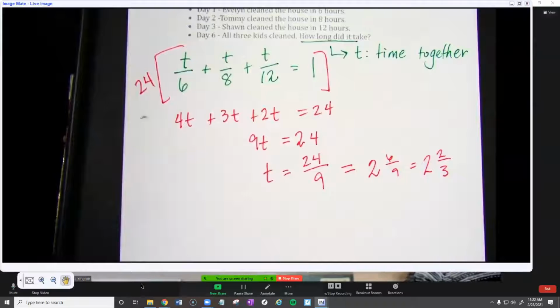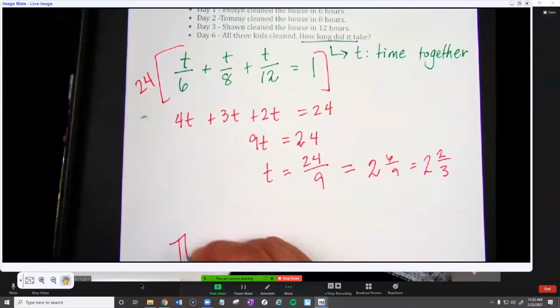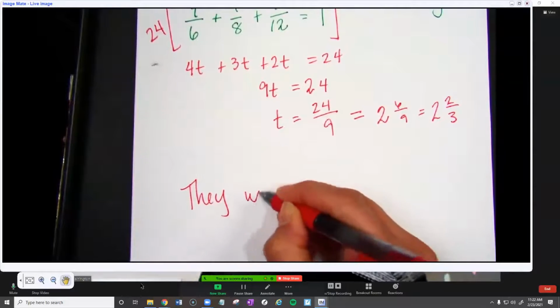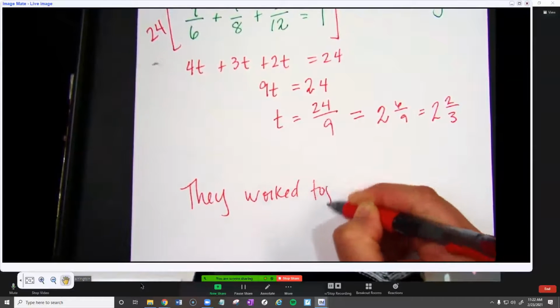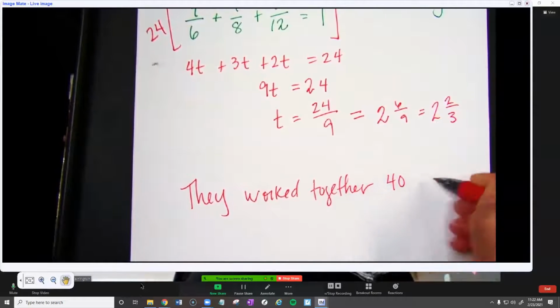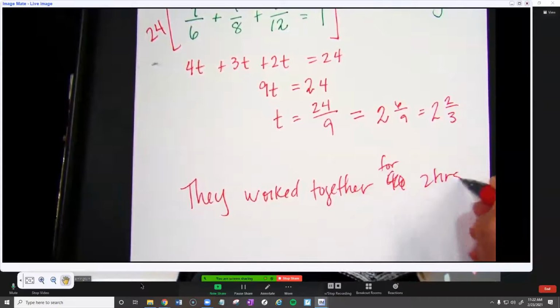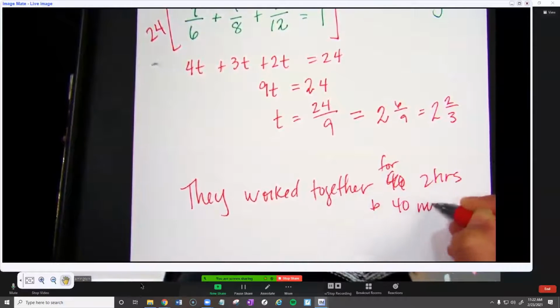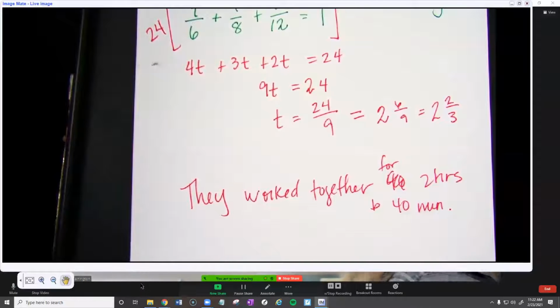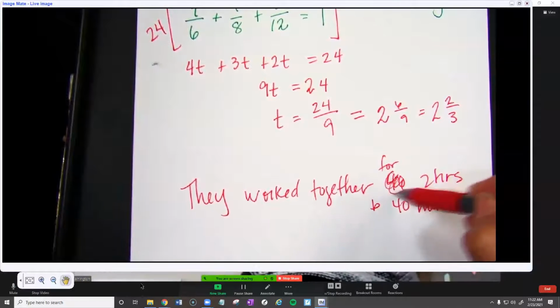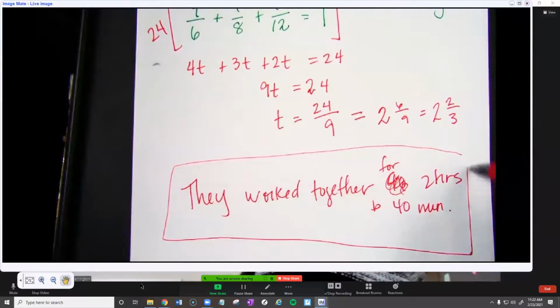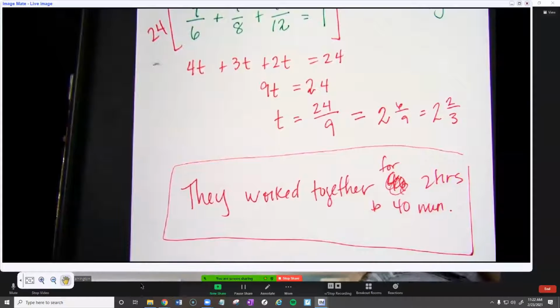But y'all, we don't talk like that. So the fractional part, you need to convert to minutes. How much is 2/3 of an hour in minutes? It's 40 minutes. So they worked together for 2 hours and 40 minutes. Y'all got any questions on this?